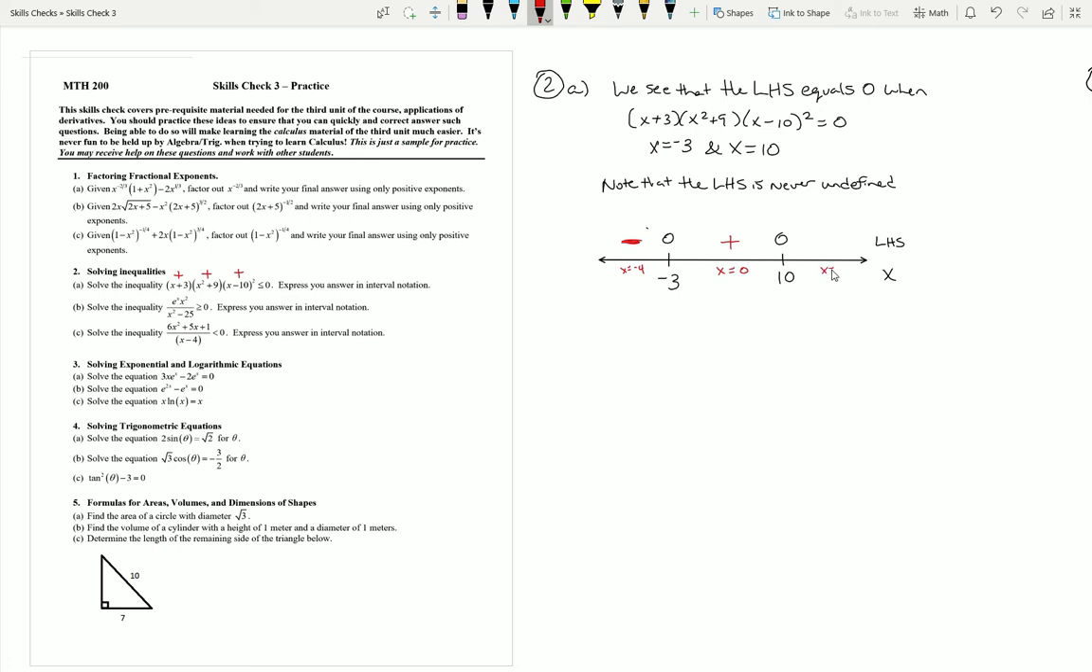Finally, over here, I can choose something maybe like x is 11. And if I do this, I should also notice that I'm going to get the same set of symbols all the way across. So what I can see here is that my left-hand side will spit out a negative number if I plug in a number less than negative 3, and it'll spit out a value that is positive if I plug in something in between negative 3 and 10, or if I plug in something greater than 10. So now that I understand how this left-hand side operates, I can think about answering the question.